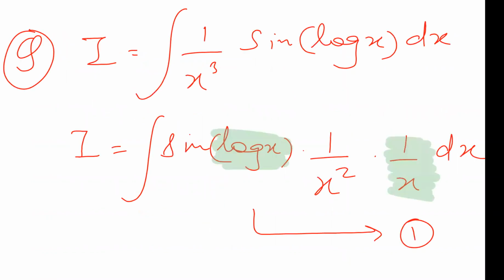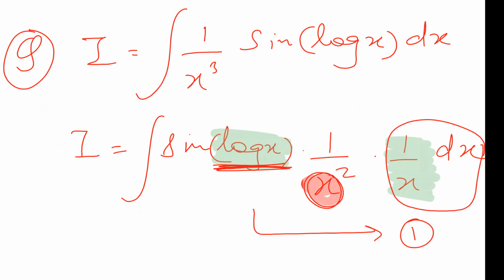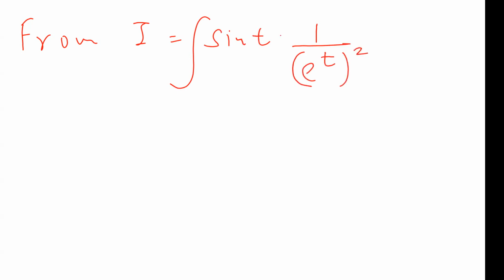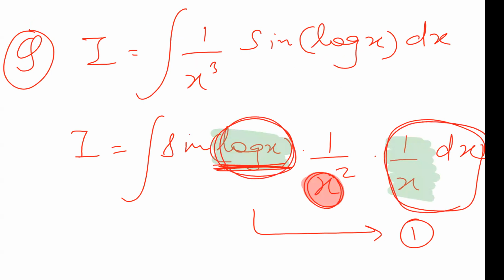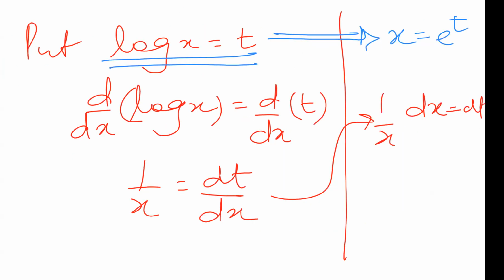So what I'm going to do is, after this step, log x is t, 1 upon x dx is dt, and this x, the one which I'm highlighting, this x is e raised to t. So from 1, integration of sine t 1 upon e raised to t the whole square dt. I repeat, log x is t, 1 upon x dx is dt.